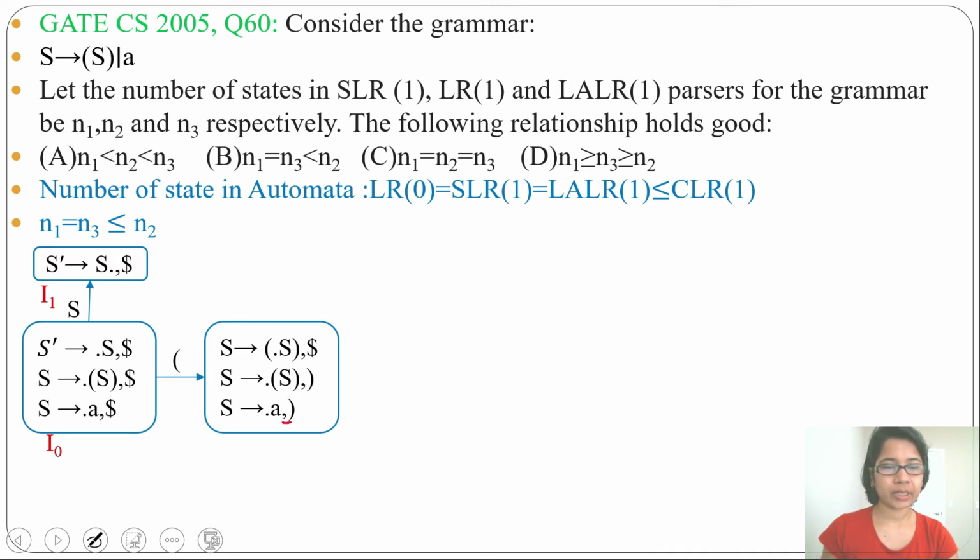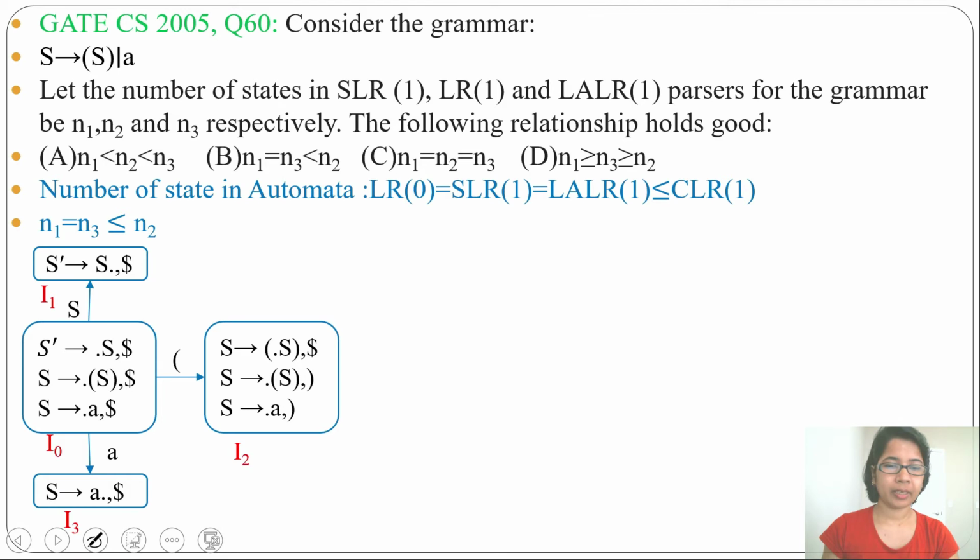And we'll assign one state name I2. Then from I0 by A, it will go to another state where the LR1 item will be S derive A dot, look ahead will be dollar, and we'll assign one state name I3. Now we did all the transitions for I0. Next check for I1. I1 is the acceptance, so there will be no transition.